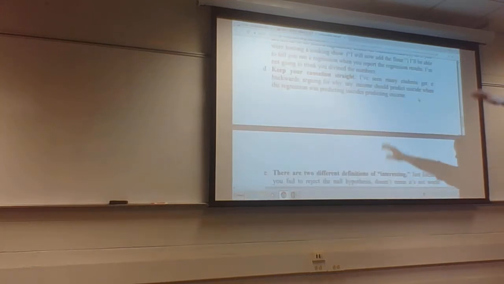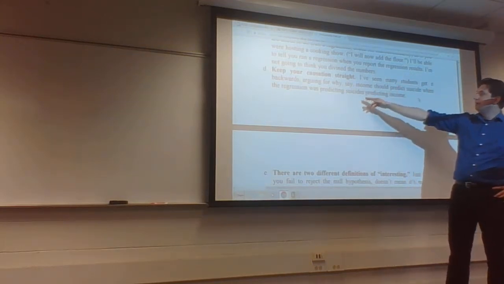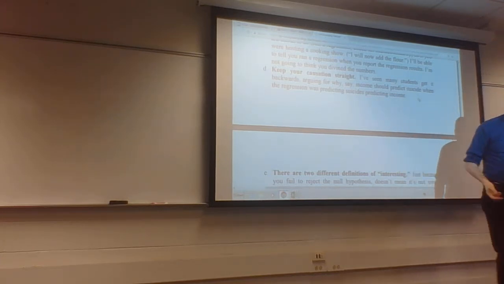Sometimes people will say income is predicting suicide as far as their thesis statement goes, but then they've got things backward and suicide ends up becoming the independent variable, and income is the dependent variable. I think exactly. So I'll keep that straight.